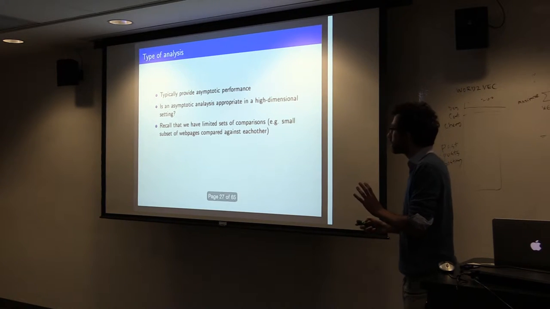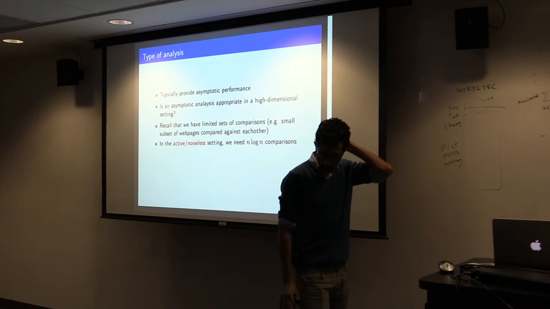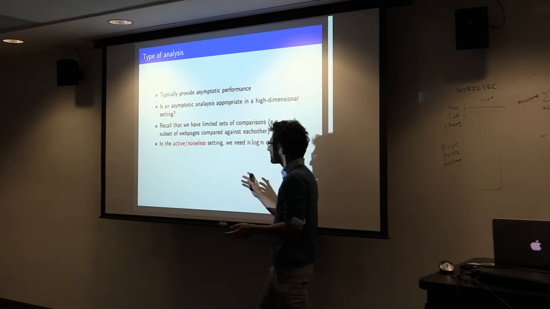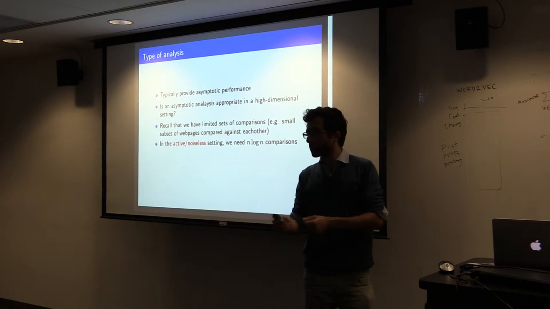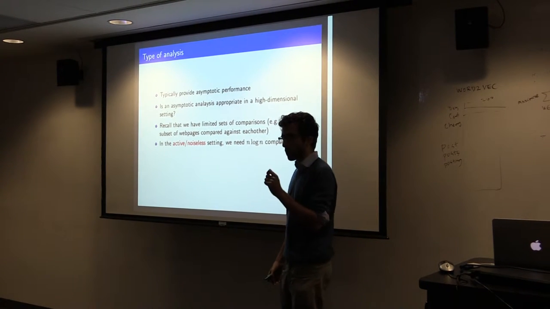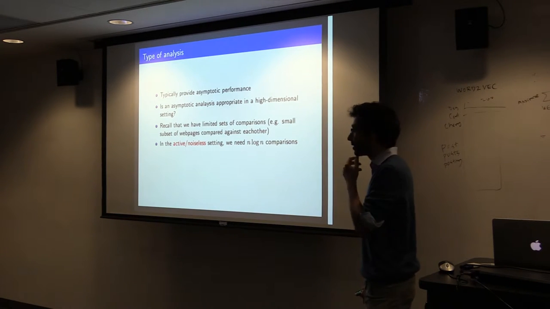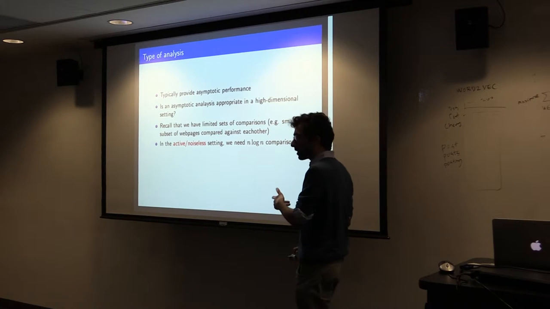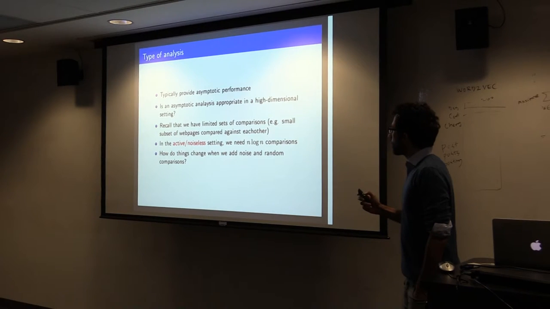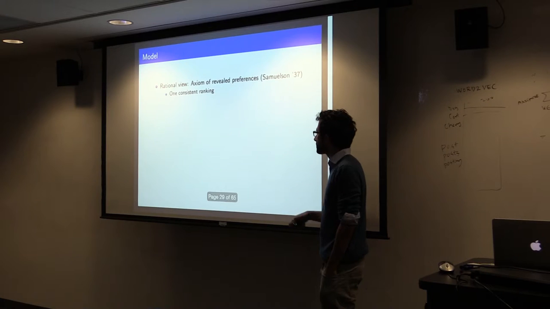And in what model? So we know if I have an active noiseless setting, I'm going to need N log N comparisons. Active means I can adaptively pick comparisons, and noiseless means comparisons are set. An oracle knows there is an ordering and gives me the right answer. But we have noisy and random observations, so we're going to impose some type of model on rankings to understand the noise.